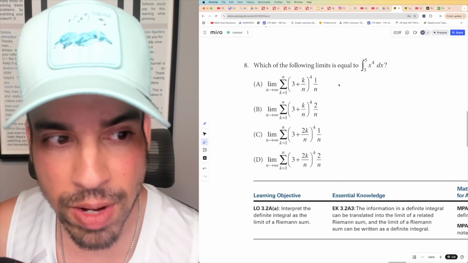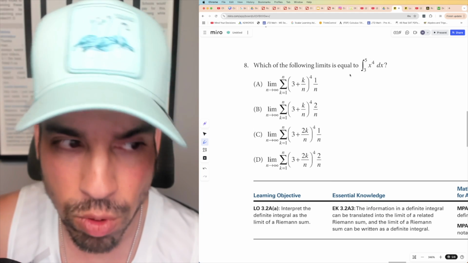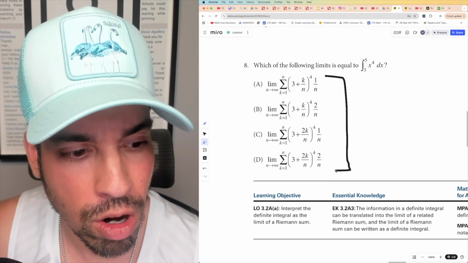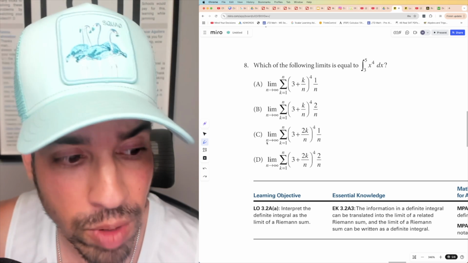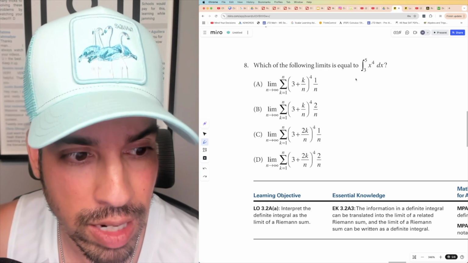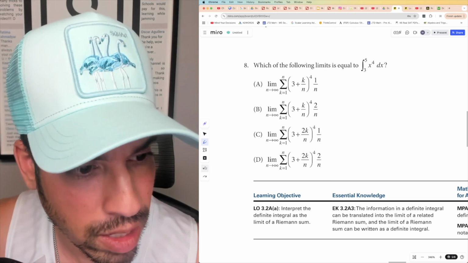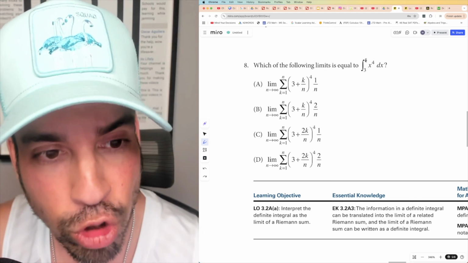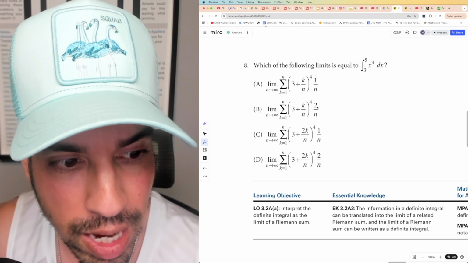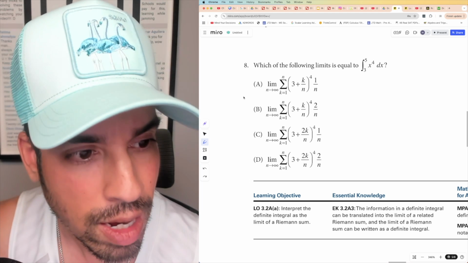Done. Which of the following limits is equal to the integral from 3 to 5 of x to the 4th? So all of these are basically Riemann sum notation, as the number of rectangles goes to infinity. Now, what we should be multiplying everything by is the length of this interval divided by the number of rectangles, which are going to be infinite because of that limit. So it should be 5 minus 3 divided by n, which is 2 over n. So I only see 2 for B and D, so we can eliminate A and C.